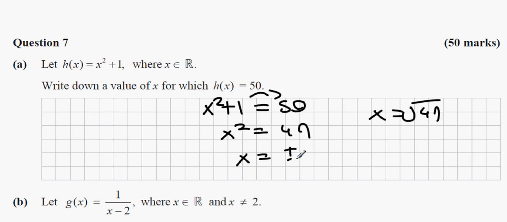which means it could be plus or minus 7. Write down the value means only one value, but it can be plus or minus 7, but I think the answer we're looking for is 7. So we go for x equals 7. But it can be plus or minus 7.